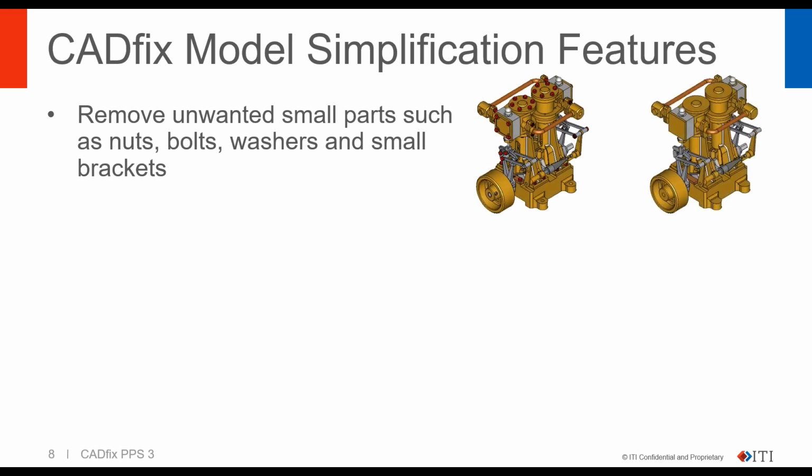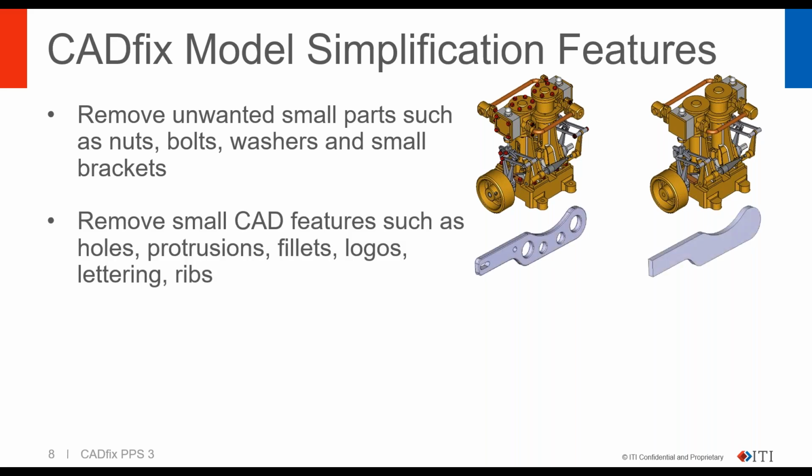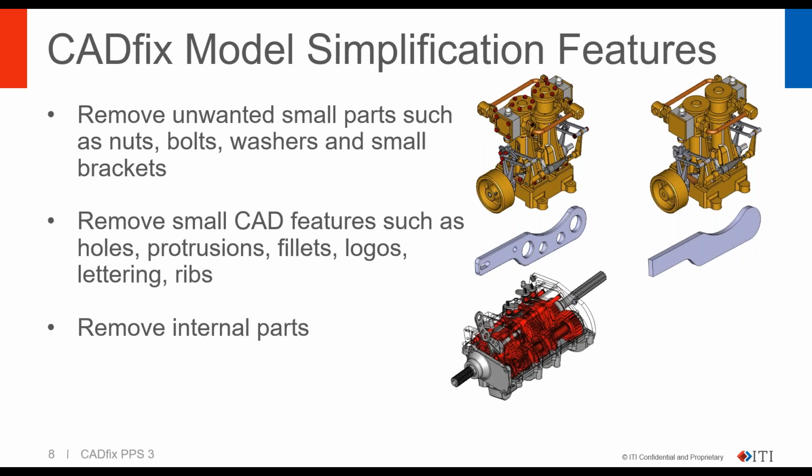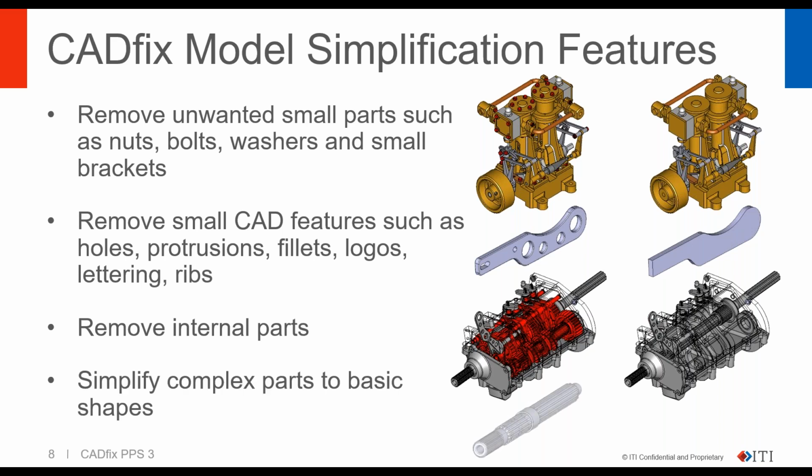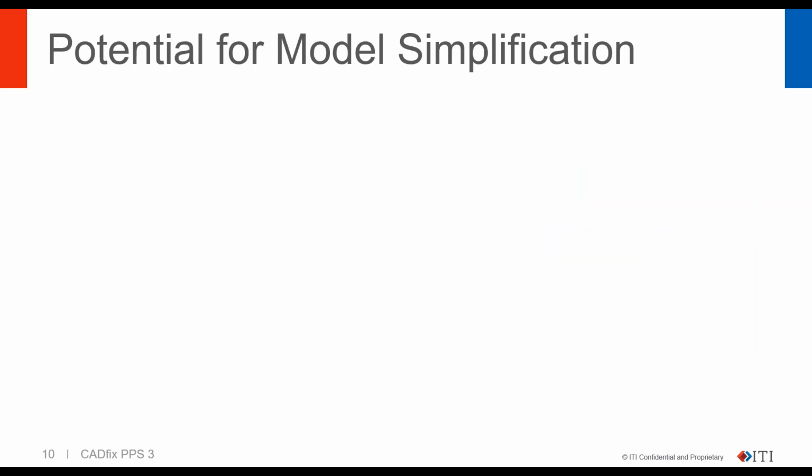And how does it achieve this simplification? Well, it has a number of simplification tools to remove unwanted small bodies, such as nuts, bolts, washers, and small brackets. Remove CAD features, so holes, protrusions, fillets, logos, embossed text, and engraved text, and things like that. Automatically identify and remove internal parts, and simplification of complex parts to more basic representations, more basic shapes. And when we employ all of these tools together, the data reduction in a CAD model can become significant.